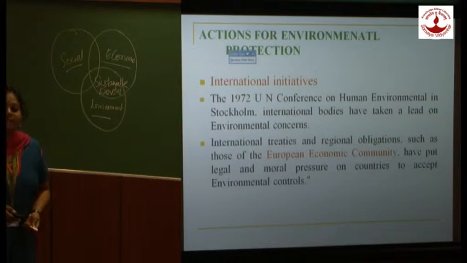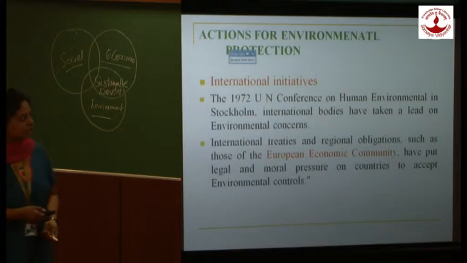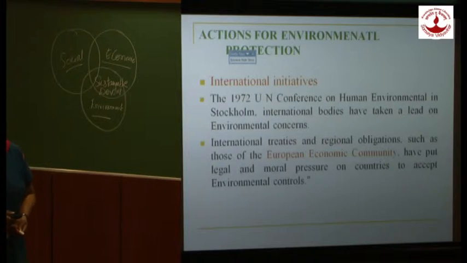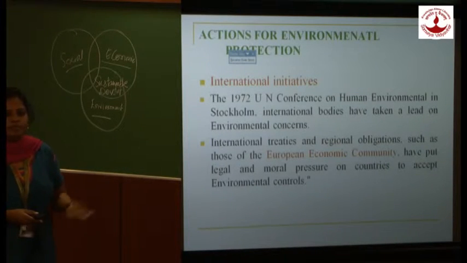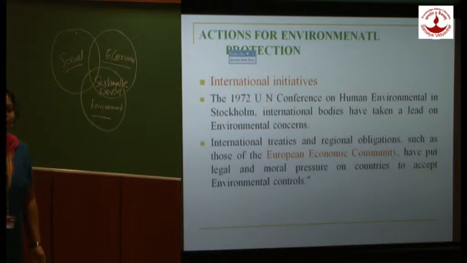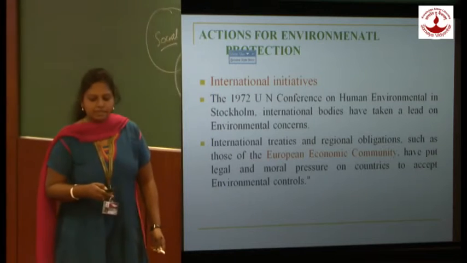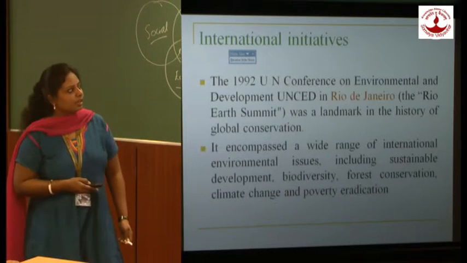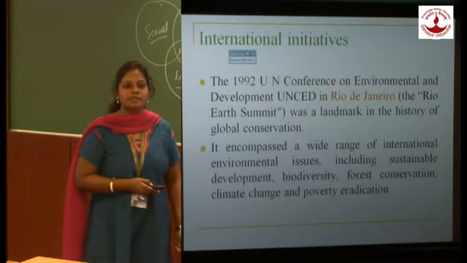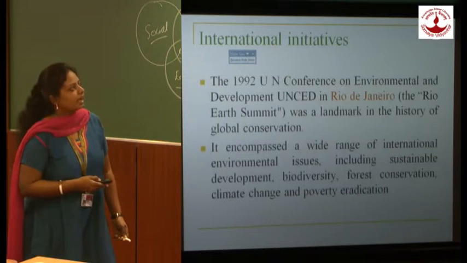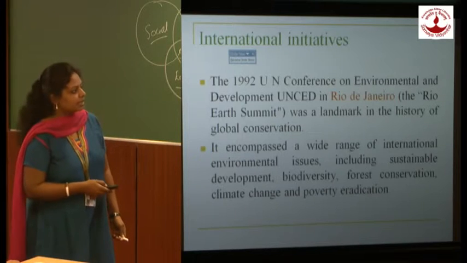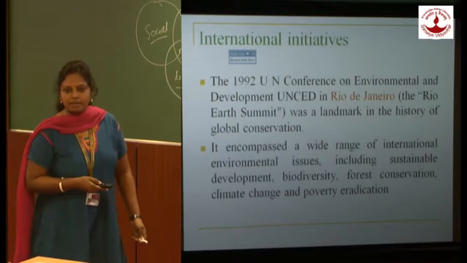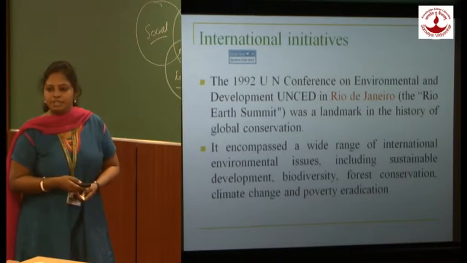Now we look at some of the international initiatives taken to protect the environment. The first important conference was the UN Conference on the Human Environment in Stockholm. This was the most important conference, which took place in 1972, and initiated many other environmental protection units. International treaties and regional obligations by the European Economic Community have also helped. They have been proactive in environment protection. After that, in 1992, we had the UN Conference on Environment and Development, UNCED, which took place in Rio de Janeiro. This is one of the landmark conferences, also called the Earth Summit. It encompasses a wide range of issues, including sustainable development, biodiversity, forest conservation, climate change, and poverty eradication.